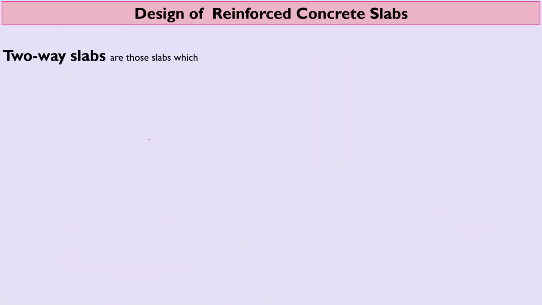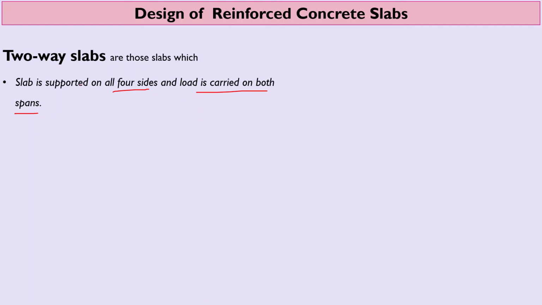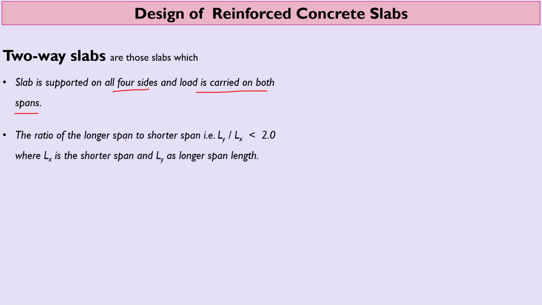Now let us discuss what a two-way type of slab is. Two-way slabs are those slabs which are supported on all four sides, and the load is carried in both the spans. That means the slab is supported on all four sides and the load is distributed in both the spans. The ratio of the longer span to the shorter span here, Ly by Lx, is less than 2, again where Lx is the shorter span and Ly is the longer span.